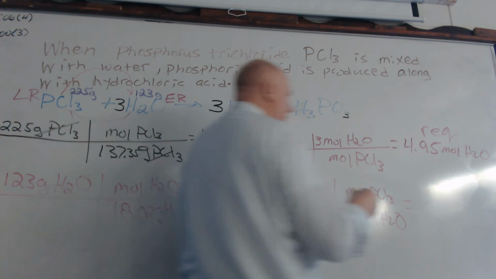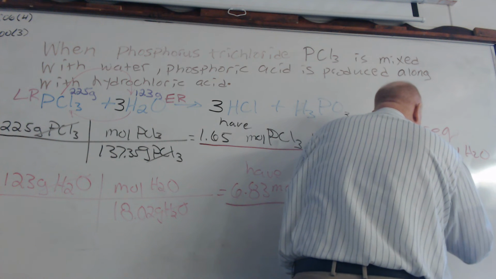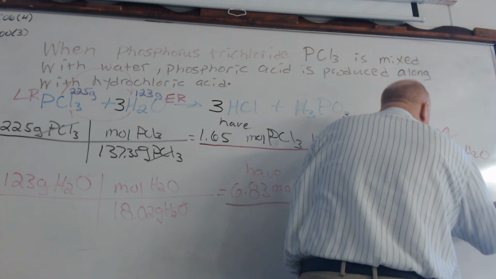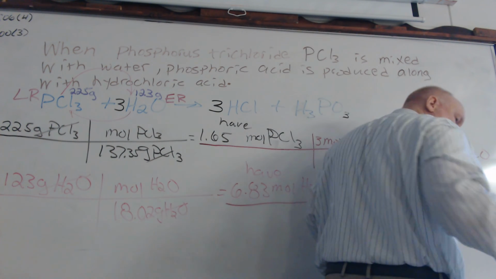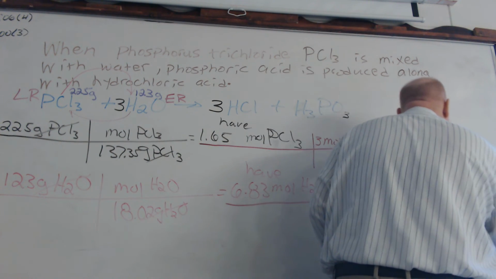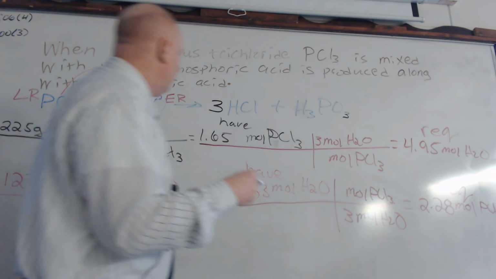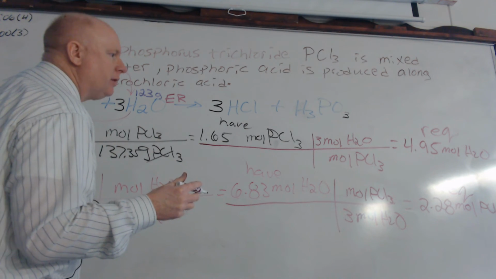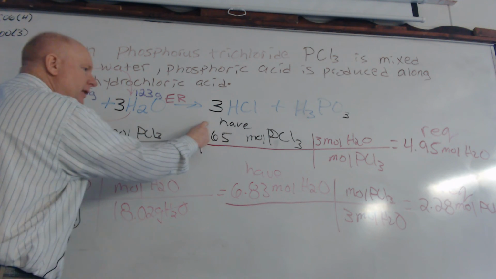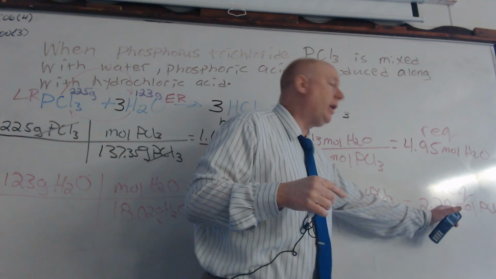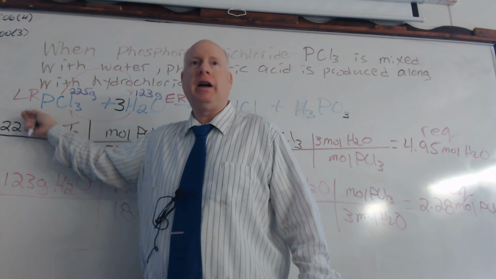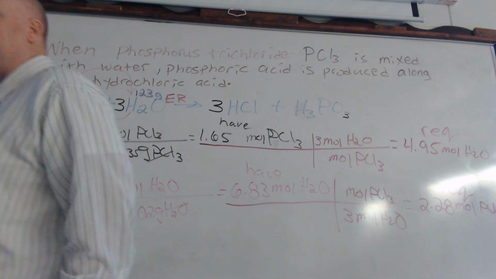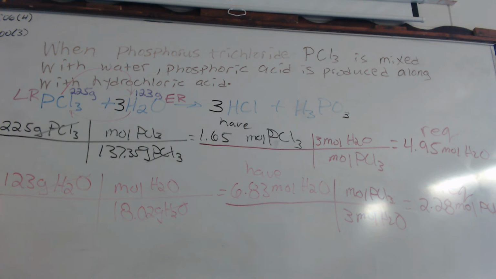You get 2.28. Oops, it's not water again. Okay, so how much water, or excuse me, we only have 1.65 and you need 2.28. So that tells you anything you're going to do with the right-hand side, you have to utilize this reactant, because it's what's going to limit what you can produce on that right side. Okay, making sense?